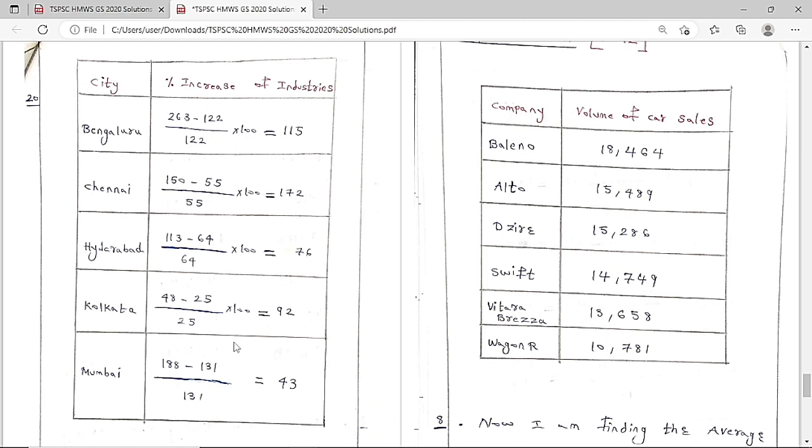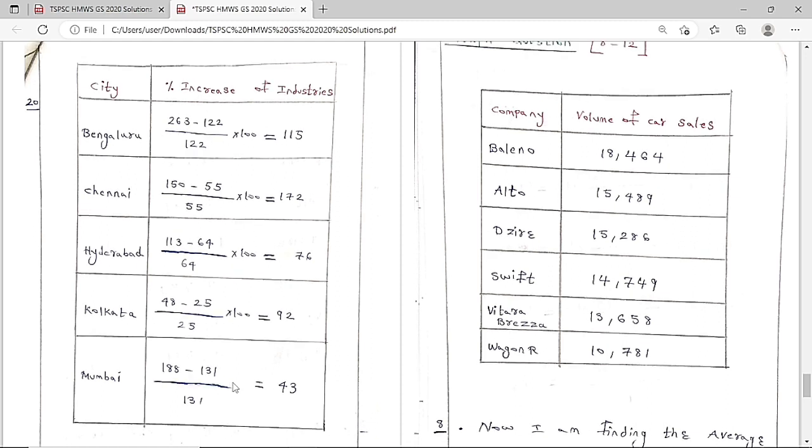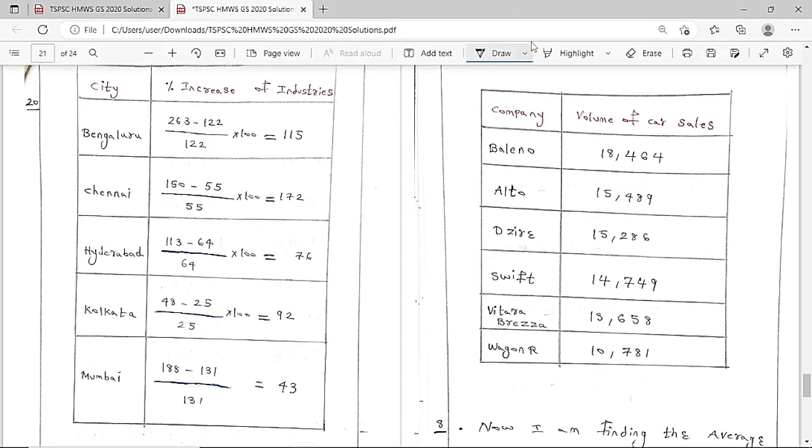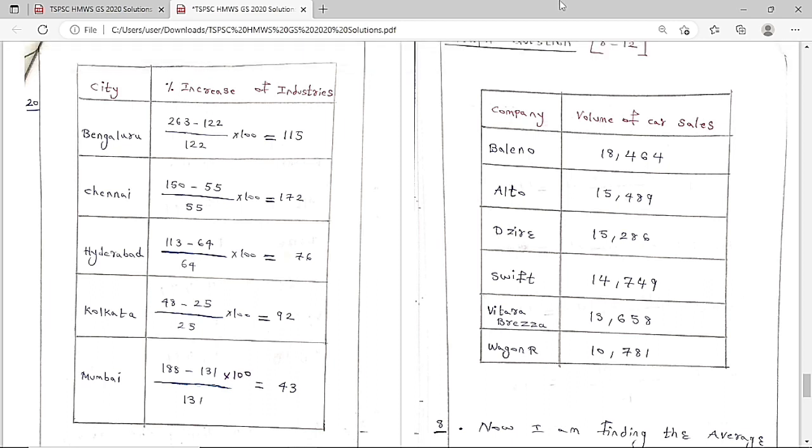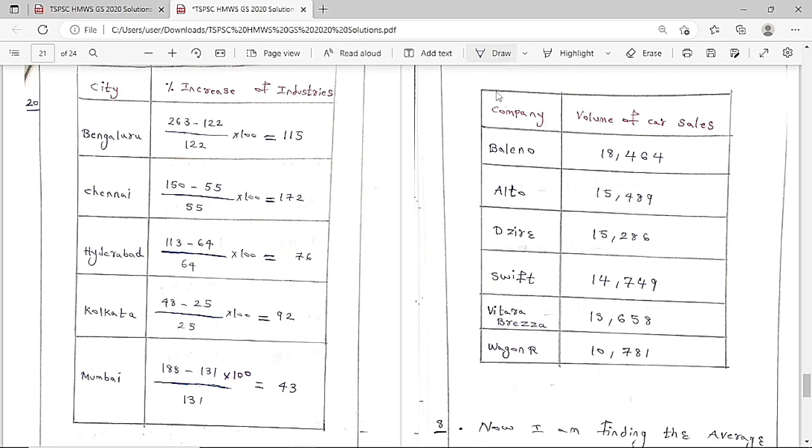Similarly, for Mumbai, final value minus initial value by initial value into 100. Here there is a small correction, you have to do into 100. So here, let me write here. The final value is 188, initial value is 131. So final value minus initial value by initial value into 100. If we solve this one, we are going to get 43.